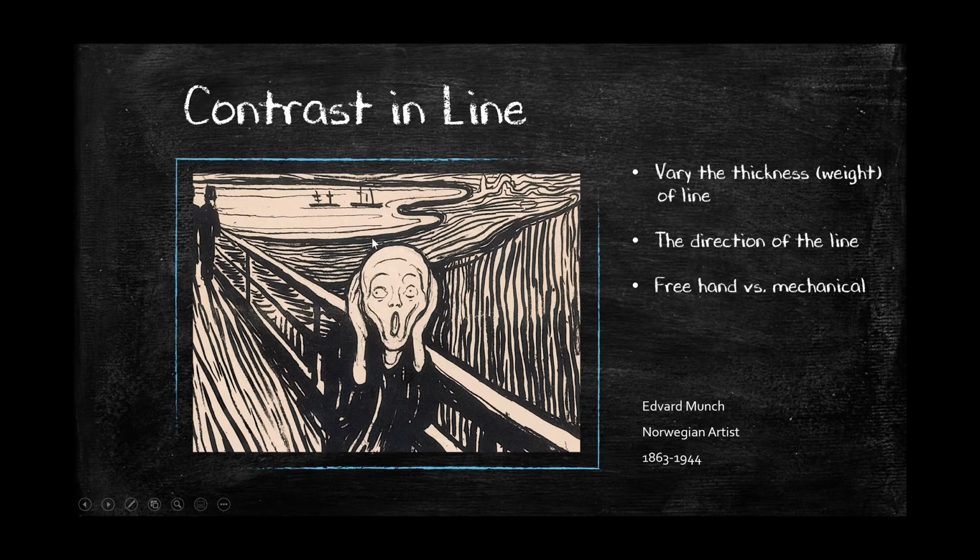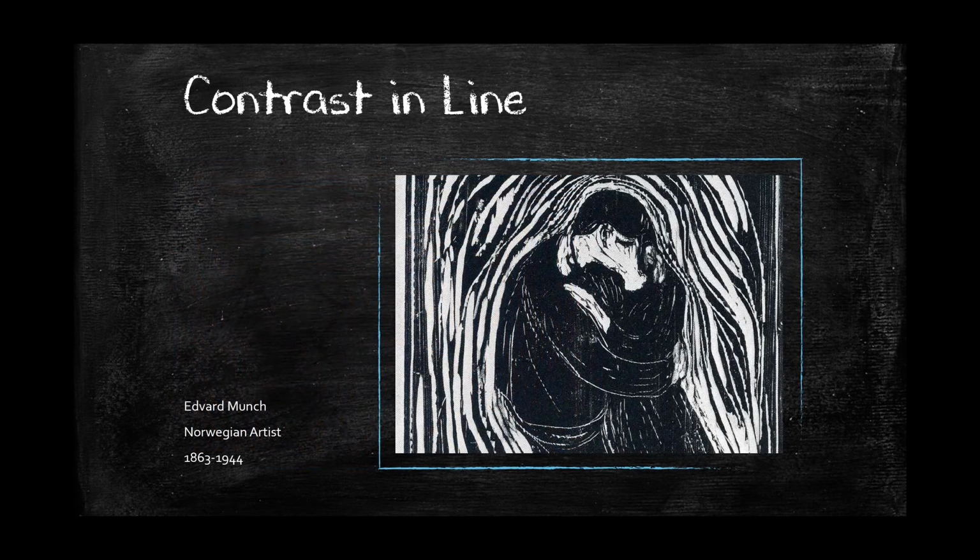For example, this kind of line is more freehand, where lines that can be created with a ruler are categorized as more mechanical. Here's another work of art by Edvard Munch where we can see contrast in line.